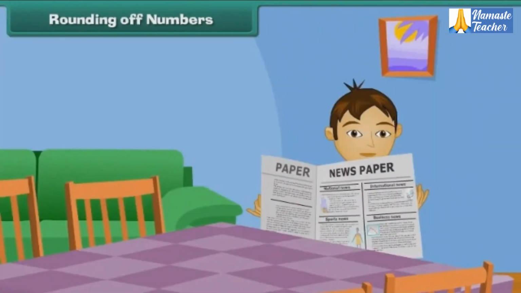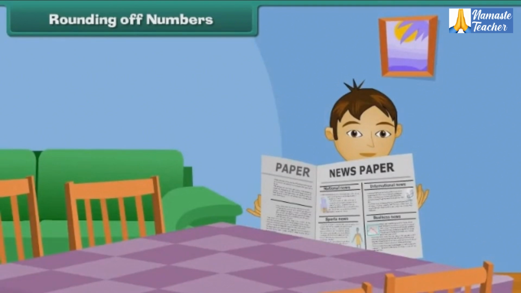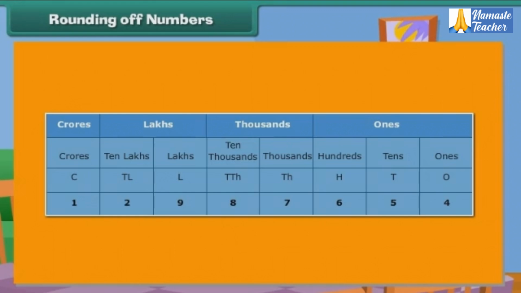Rounding off numbers. Ratan comes across the following headlines in a newspaper. ABC company sells 1,29,87,654 cars in 2011. Ratan wonders if the figure can be simplified and made easy to read. Yes, we can make the figure easy to read by rounding it off. Let us see how. Let us begin by rounding off 129,87,654 to the nearest 10.